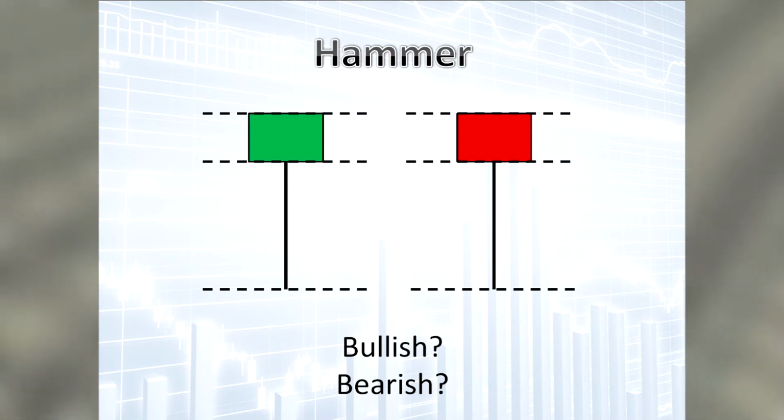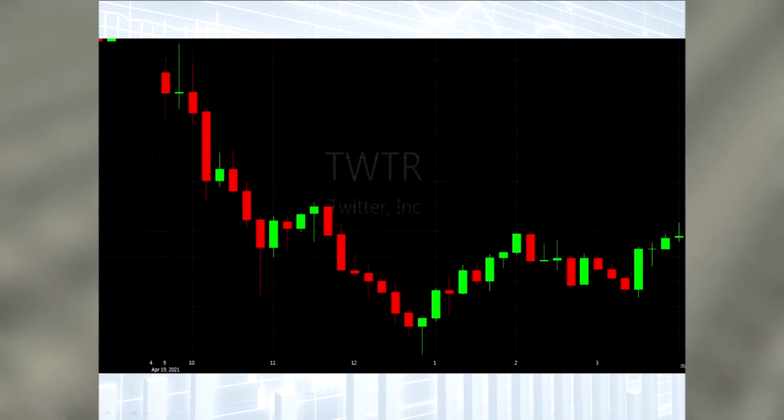So how would you trade this bullish reversal pattern that is the hammer? Let's take a look at Twitter on a 10-minute chart. As we can see here, from the early morning hours, there was very strong bearish sentiment on the stock, driving prices lower to the late morning hours where we have an area of noise.